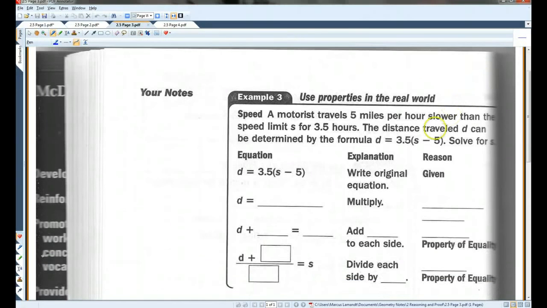A motorist travels 5 miles per hour slower than the speed limit, s, for 3.5 hours. The distance traveled, d, can be determined by the formula d equals 3.5 times quantity s minus 5. Solve for s. Okay, so first thing I want to do, I want to distribute the 3.5. So I have 3.5s minus 3.5 times 5. That's 17.5. This is distributive property.